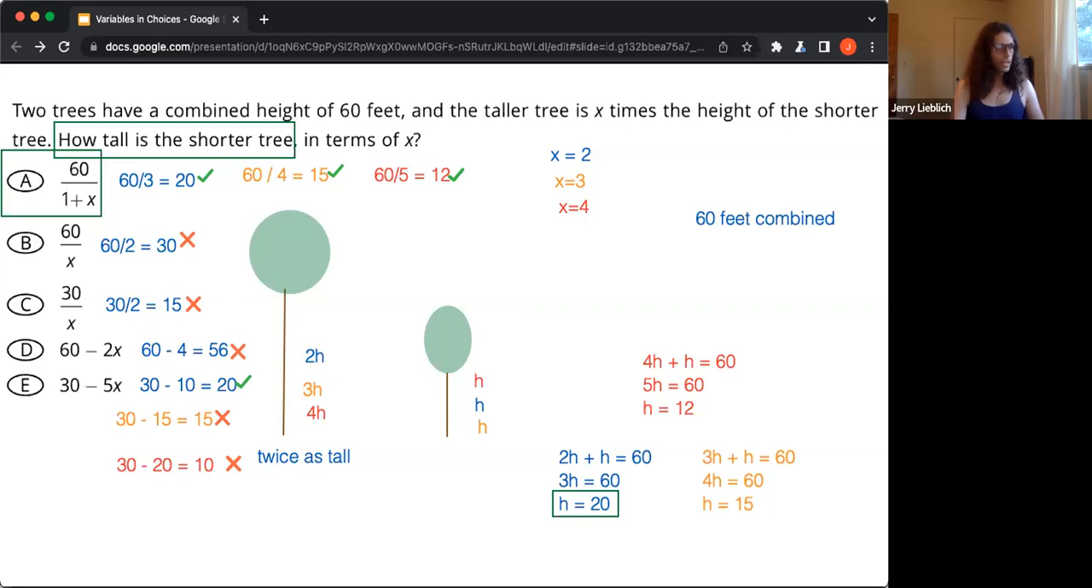Now, again, I want to highlight the difficult part of this problem, realizing that you have to come up with H as your number for the small tree. Questions or thoughts about this?